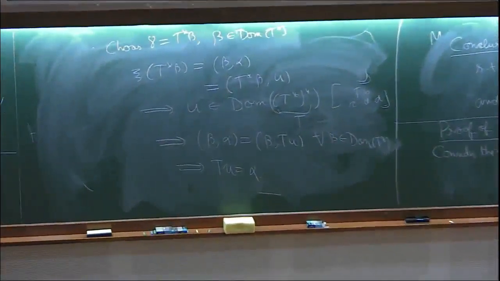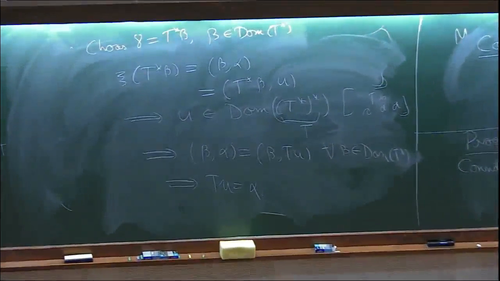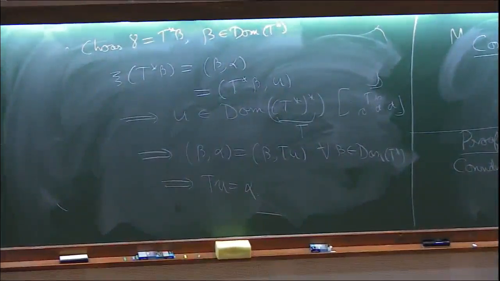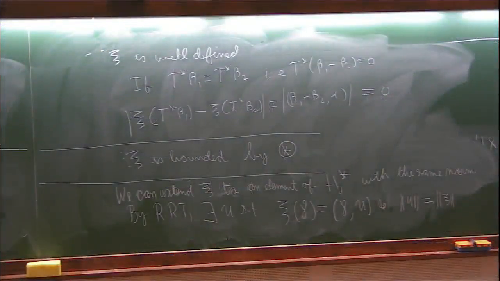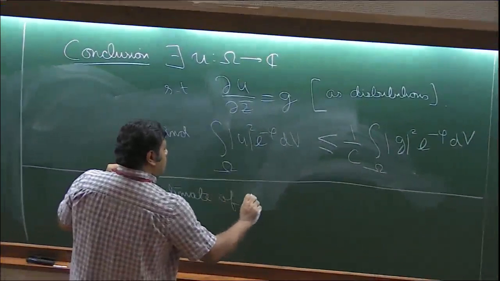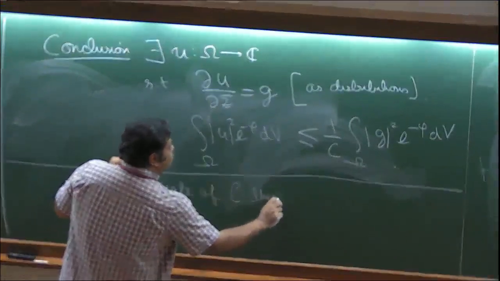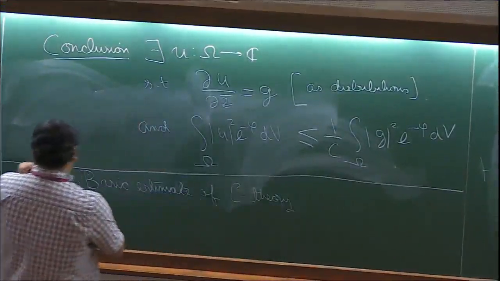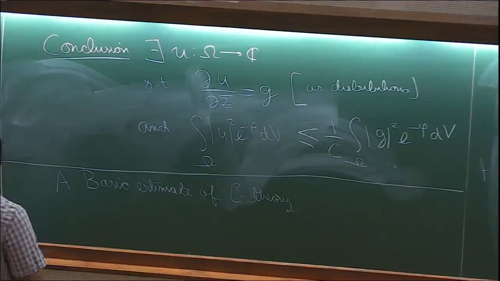Okay, so we need a certain inequality now, right? An inequality that will lead to this proof. The rest of today and most of tomorrow will be devoted to the proof of that inequality. This is the basic estimate of L2, or at least one basic estimate. So this is what we will devote ourselves to.